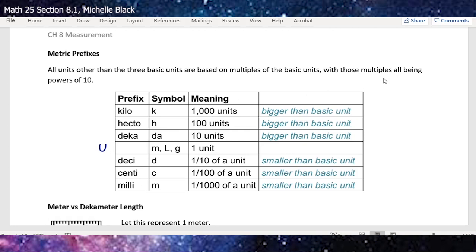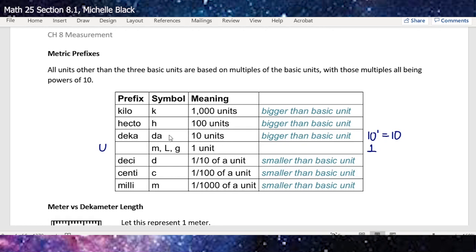Now it says up here that all of the multiples are powers of 10. So if our basic unit is just 1, so let's say we're talking about meters, so we have 1 meter. A decameter would be the same as 10 meters, or 10 to the power 1. That's why it says units. So 1 meter. If I wanted to use a meter to measure a decameter, I would need 10 of them.